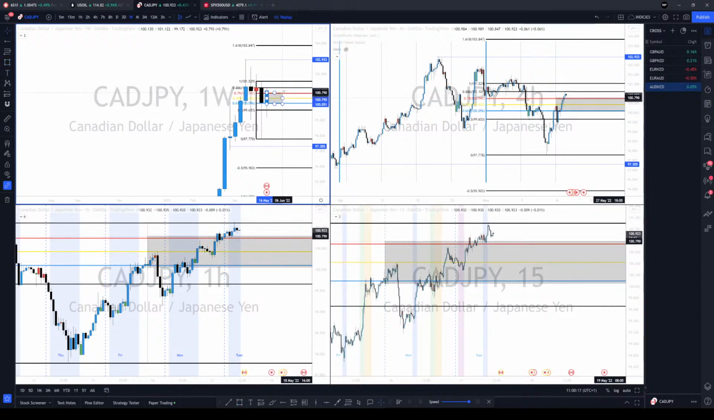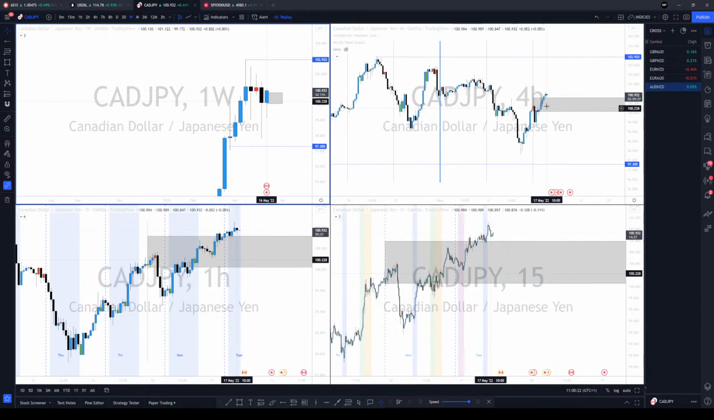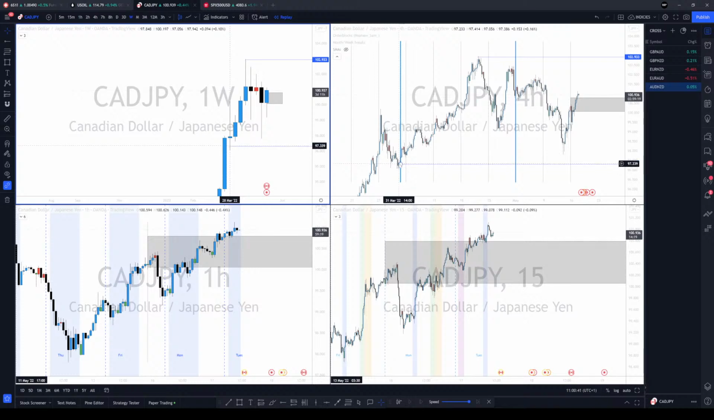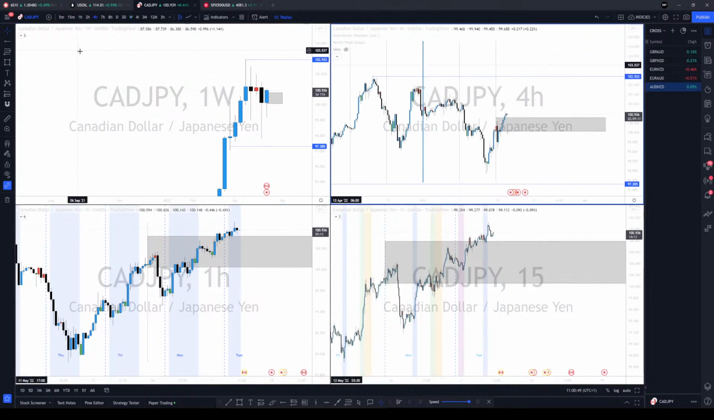So I'll actually wait for the H4 to give me one drive down, like this. I want to see the H4 give me one big down candle, and then I'll be interested in selling short to attack this low and the previous month low, and then anticipate a reversal to go back up again.